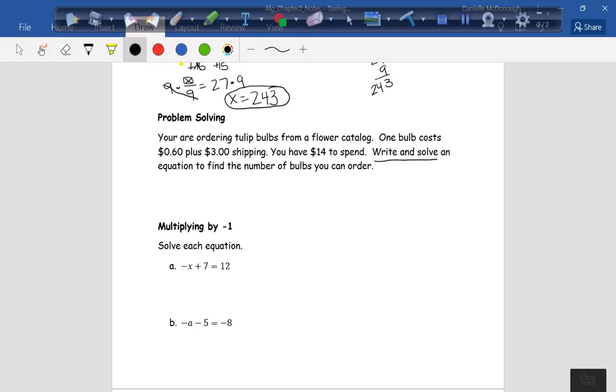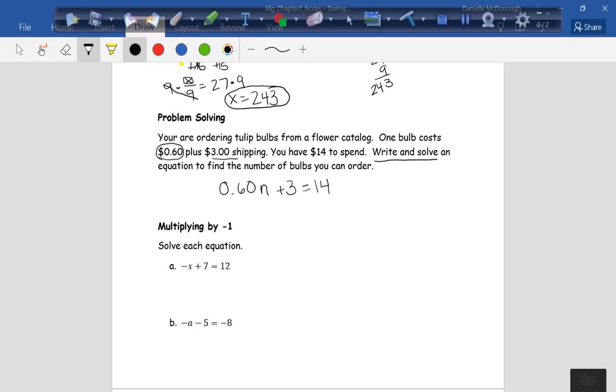Again, it says write and solve an equation to find the number of bulbs you can order. So what I know is that one bulb costs 60 cents plus this $3 shipping. And I'm going to assume that the shipping is $3 for any number of bulbs that you buy. It's not per bulb, it's just a flat $3 shipping fee. So if I let n represent the number of bulbs I'm going to buy, I'm going to have 0.60, which is my 60 cents, times n, plus my $3. That right there would represent the total cost. Now I'm going to set that equal to $14 because I have $14 to spend.